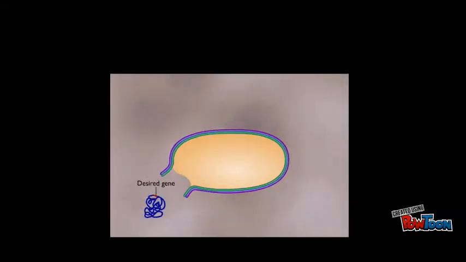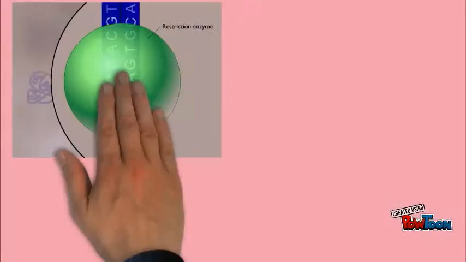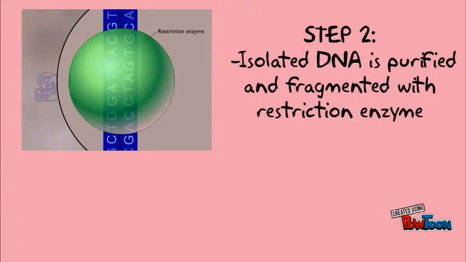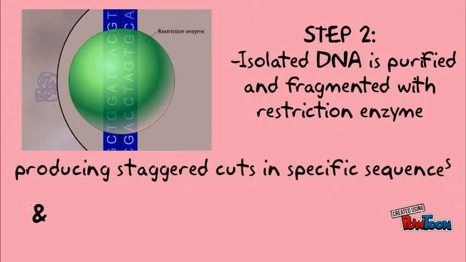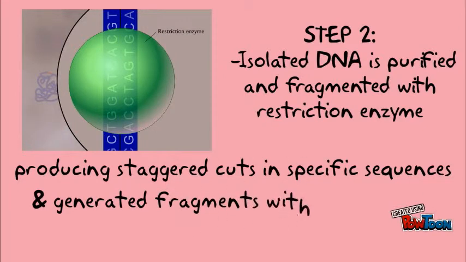The first step: DNA of the desired gene is isolated from the DNA. Second step: the isolated DNA is purified and fragmented with a restriction enzyme, producing staggered cuts in a specific sequence and generating fragments with cohesive ends.